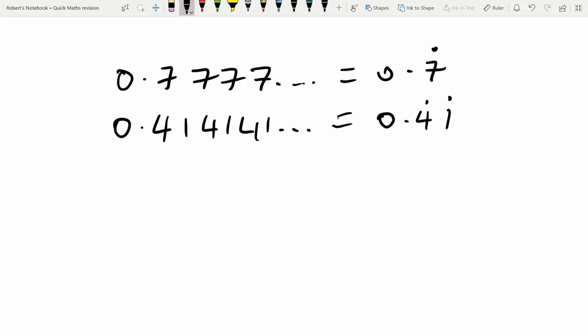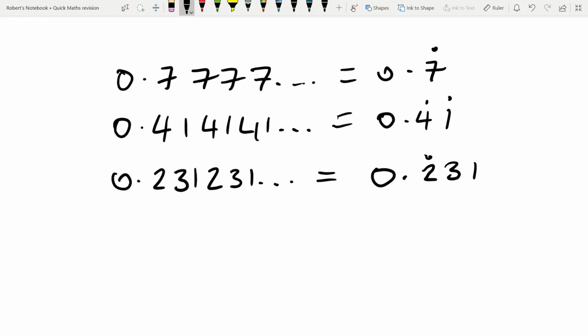And you'll see that the notation for a recurring decimal is we draw the dots above the numbers that are repeating themselves. So if we had 3 numbers repeating themselves, like 0.231231, where we had 231 repeating itself, that would be 0.231 recurring. And what we do is, rather than drawing dots over every single one, we draw the dots over the end two, which contain everything that repeats itself.